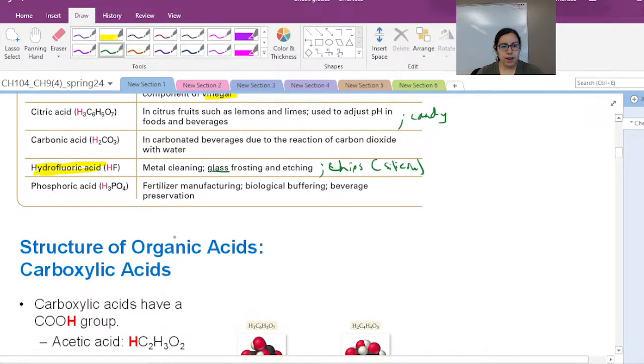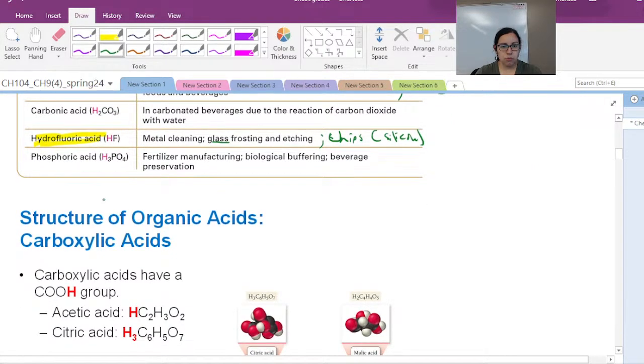And then phosphoric acid is also used in fertilizer manufacturing or as a biological buffer, so you see a lot of phosphoric acid-based biological buffers. And then usually there's a little bit of phosphoric acid as well in like your soda, like a Coke or Pepsi. Those have a little bit of phosphoric acid.